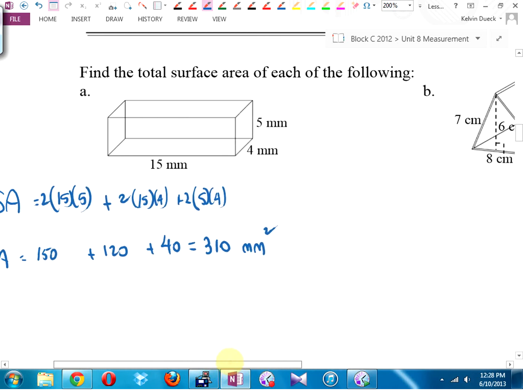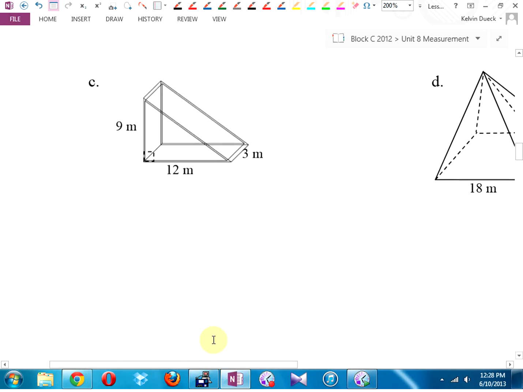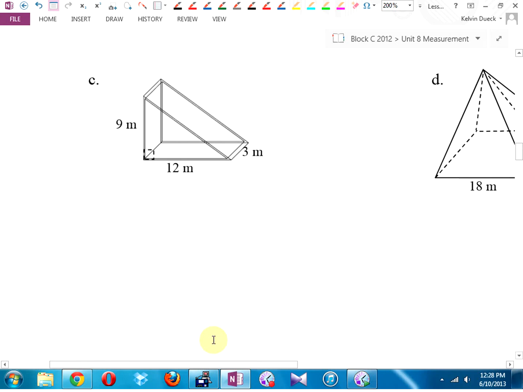B looks kind of cool, but actually I want to do C. So I'm going to skip B. B and C are similar shapes. Let's plan our attack here. Can you visualize the net of C? Can you visualize each shape that this is made up of? Tell me what they are, Greg. More specific. How many triangles?